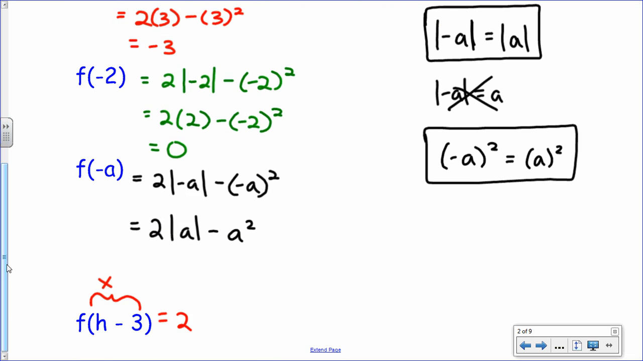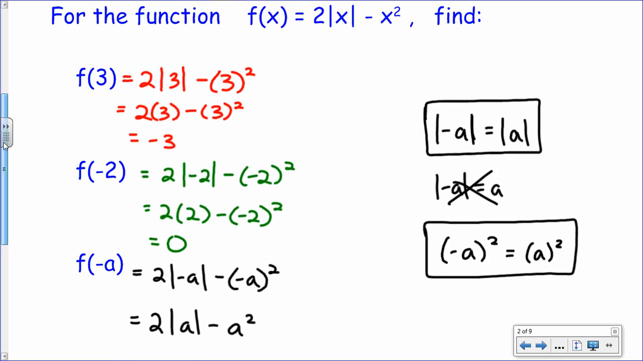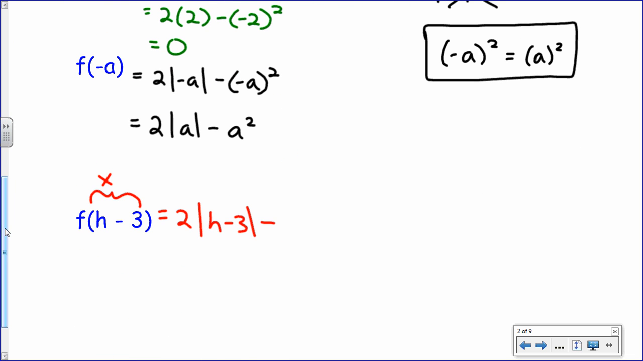So I have 2 times the absolute value of x, which is h minus 3, minus x squared. So I'm doing this whole thing squared. Absolute value is not the same as parentheses. You cannot distribute inside absolute value. Okay, so I'm just going to leave this as is.